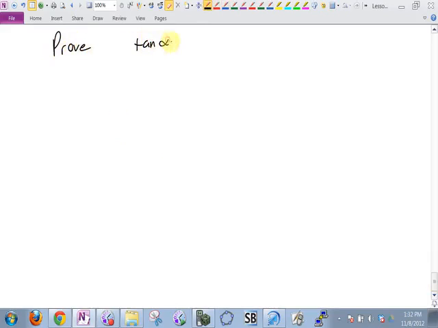Let's prove that tangent of some angle alpha plus the cotangent of the same angle is actually equivalent to the secant of that angle times the cosecant of that same angle. Those are alphas. It's the Greek letter alpha.